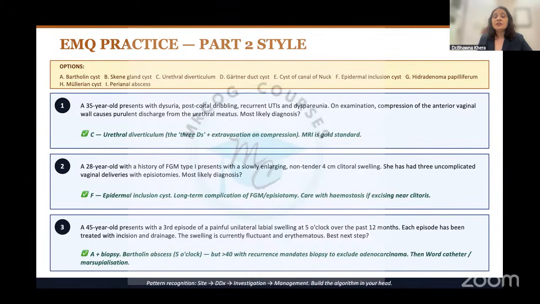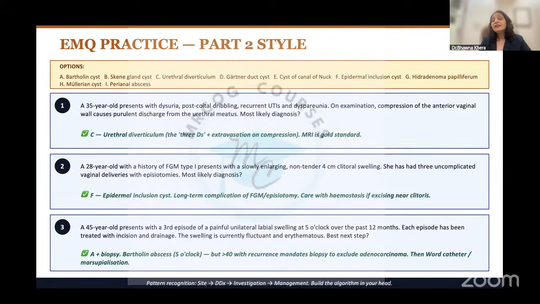A 45-year-old presents with a third episode of painful unilateral swelling at the 5 o'clock position in the last 12 months. When we see the 5 o'clock position, exactly what comes to mind? It is the Bartholin cyst. Each episode has been treated with incision and drainage. The swelling is currently fluctuant and erythematous. Best next step: a biopsy. What are we expecting here?